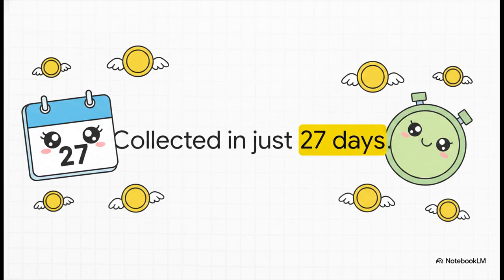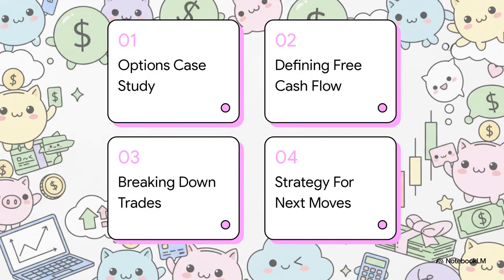But to understand exactly how this trader pulled it off, we need to break the whole thing down step by step. So, here is our roadmap for the explainer. First, the options case study itself. Second, we'll define free cash flow. Third, we're breaking down the actual trades. And finally, number 4, the strategy for their next moves. I promise we'll take all this dense financial data and deliver it in really logical, easy-to-follow pieces.